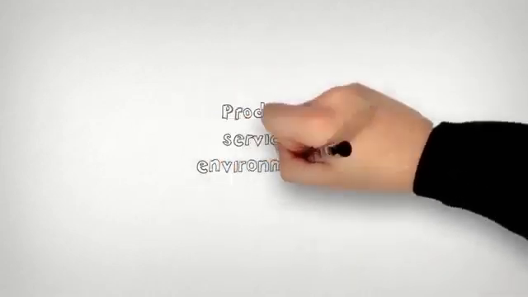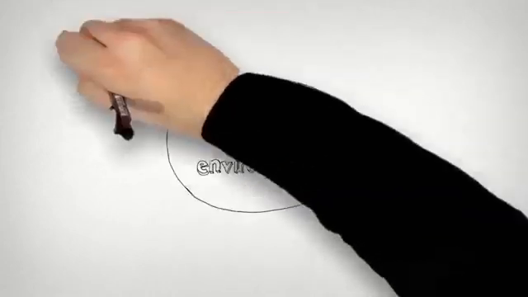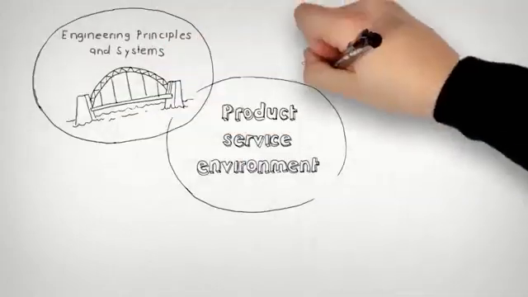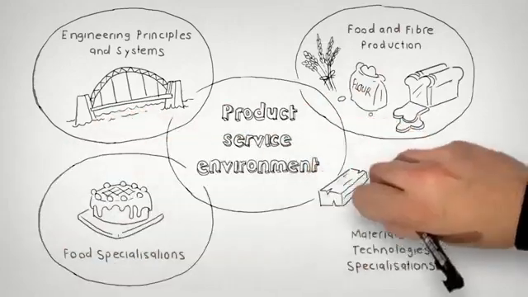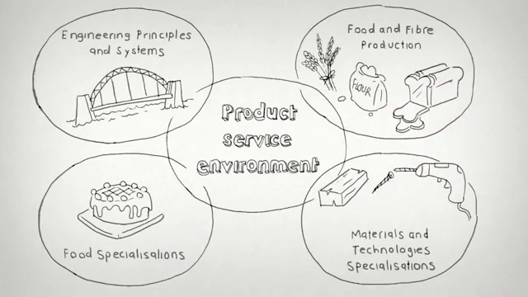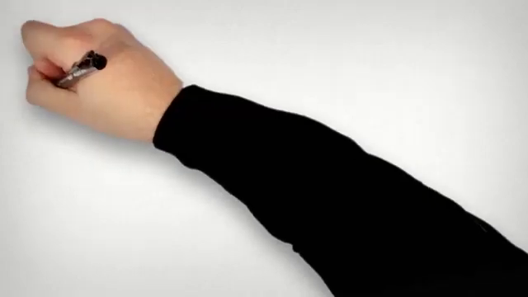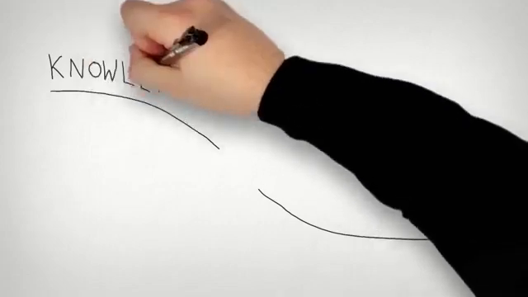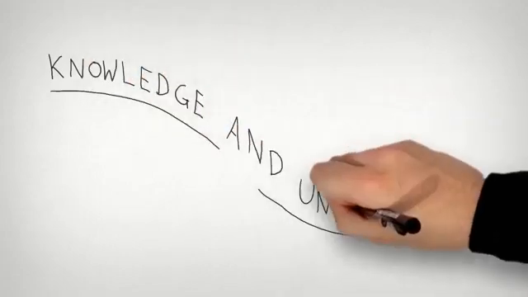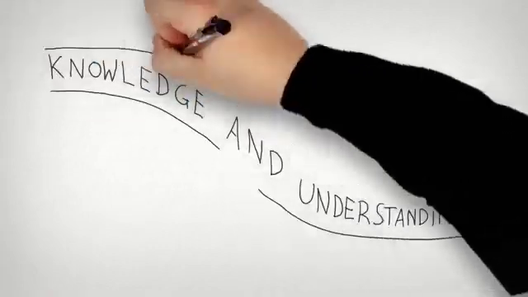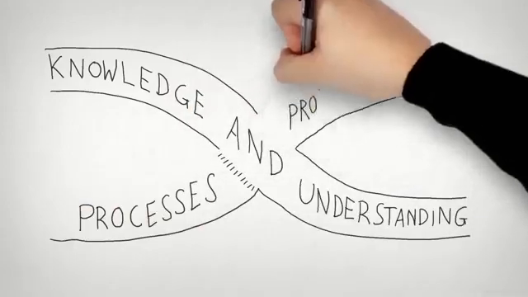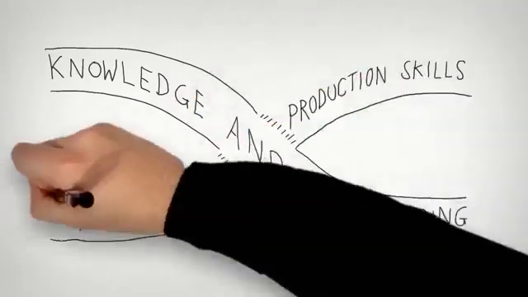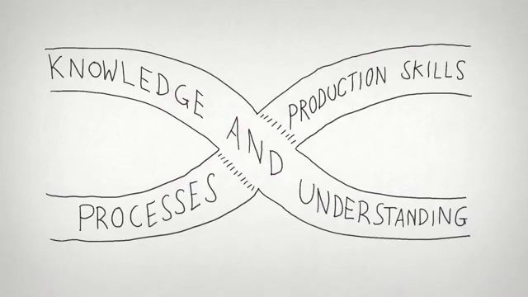Design and Technologies in the Australian curriculum asks students to see technologies through the lenses of 4 different contexts: engineering principles and systems, food and fibre production, food specialisations, and materials and technologies. The two interwoven strands of the Design and Technologies curriculum are knowledge and understanding, which involves these 4 contexts as well as understanding the role that technologies play in society, and processes and production skills, which require students to design and create solutions to existing or new and emerging problems.